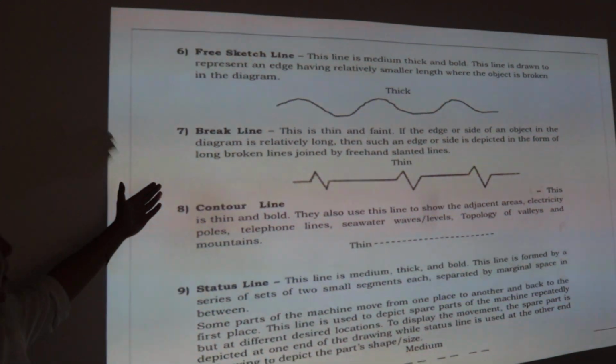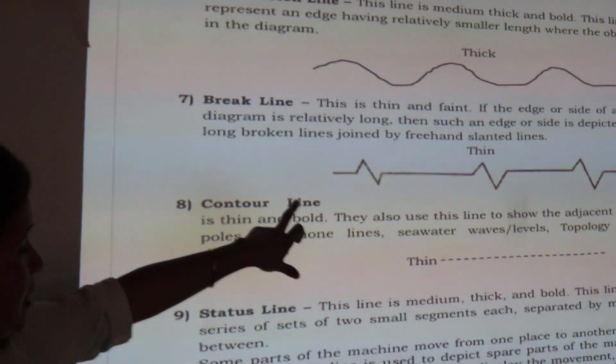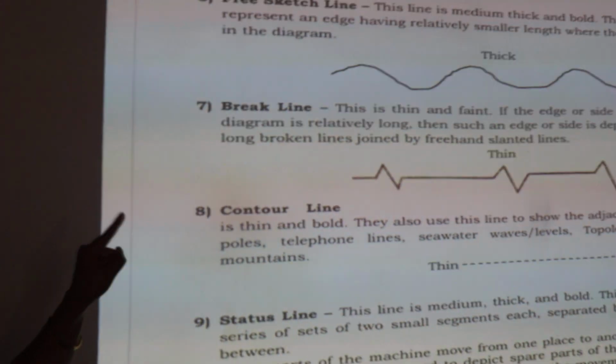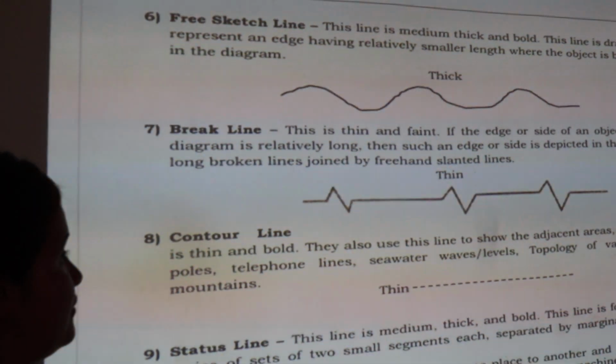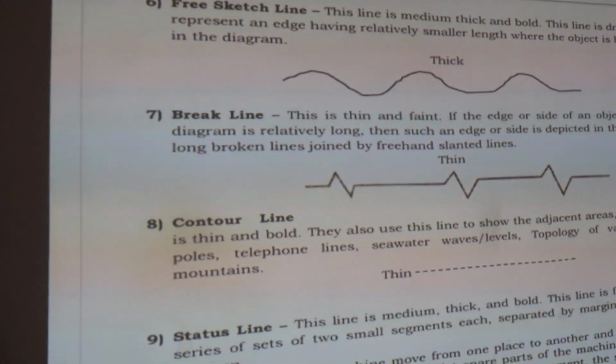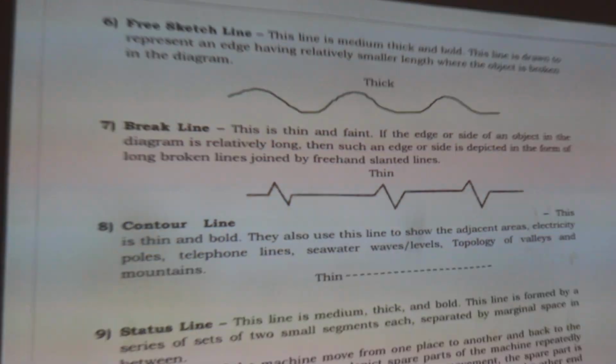Now you'll go to break line. Break line is, as you can see, very thin and in between there are breaks in the line. So this is thin and faint. If the edge or the side of an object in a diagram is relatively long, you can just use the break line.